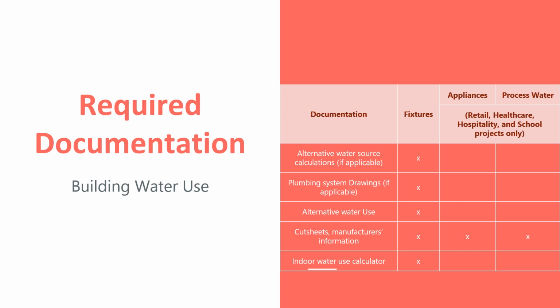The following table shows all the required documentation. For fixtures, the documentation that's required includes alternative water source calculations, plumbing system drawings, alternative water use, cut sheet manufacturer's information, and indoor water use calculator. Cut sheets and manufacturer's information are required for both appliance and process, but only specifically for retail, healthcare, hospitality, and school projects.